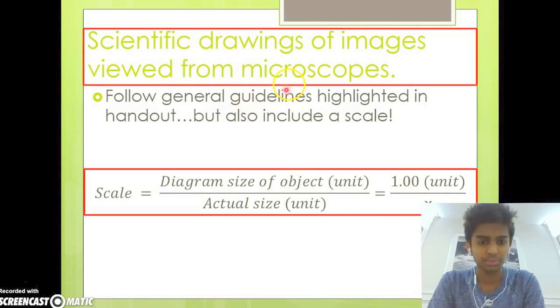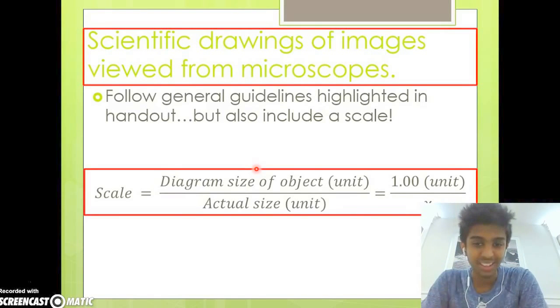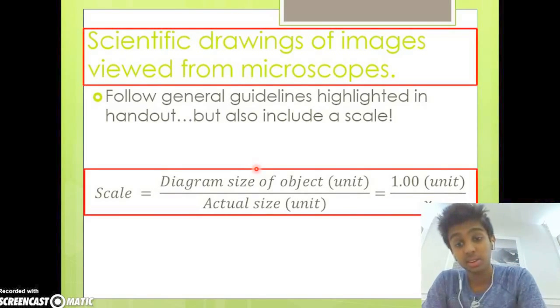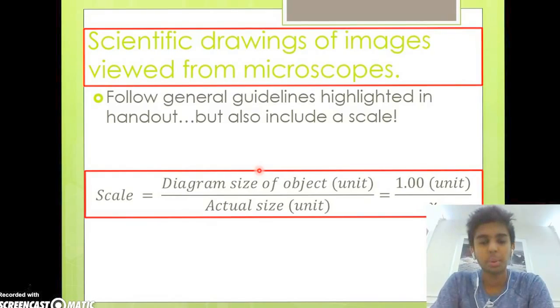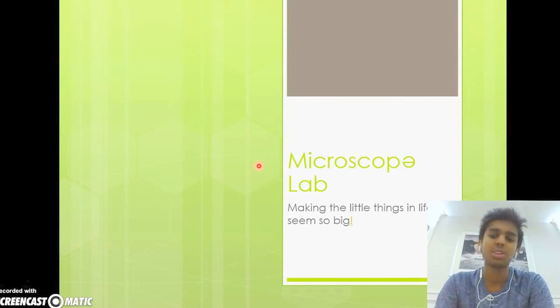and here's how we can calculate the scale. You determine the diagram size of the object on your diagram, which you have drawn, and you divide that by the actual size, and that's equivalent to 1 millimeter divided by blank millimeters. Now, I will show you an example of that later.